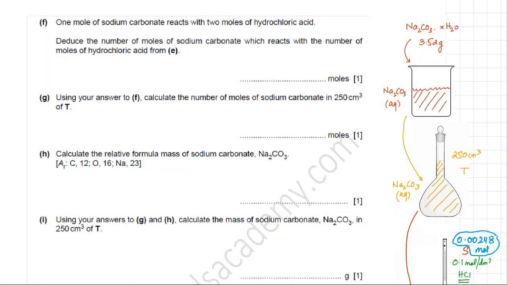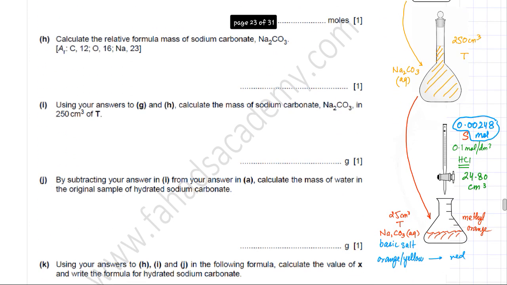In the next part, part F, the question states that 1 mole of sodium carbonate reacts with 2 moles of hydrochloric acid. So he's given us a ratio of sodium carbonate with respect to hydrochloric acid: 1 mole would react with 2 moles of HCl. So the ratio is 2:1. Now I can show that on the picture as well over here.